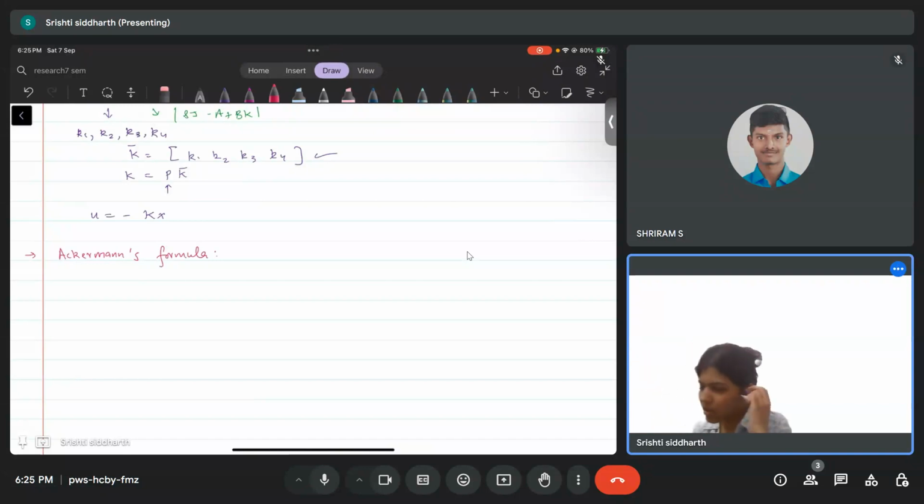Ackermann's formula. According to this, recall that the gain vector or the gain matrix K is given by this times the controllability matrix inverse times the characteristic polynomial formed using the Cayley-Hamilton technique. So let's look at the question.